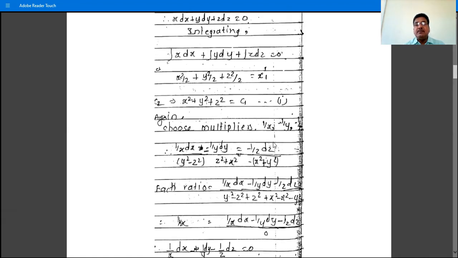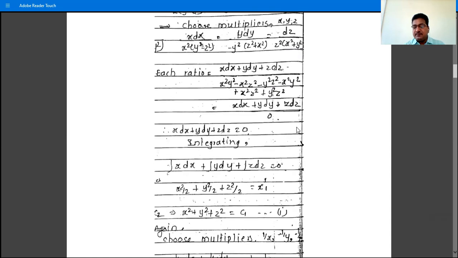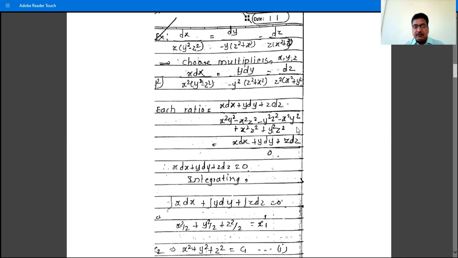Again, choose the multipliers 1 by x, minus 1 by y, minus 1 by z. So these are the linearly independent multipliers. When do we say two multipliers are linearly dependent? If they are multiples of each other. For example, if we multiply x, y, z by x, then we have x square, x into y and x into z. If we take the multipliers x square, x y, x z and find the solution, we have the same solution, x square plus y square plus z square is equal to c1, because these two multipliers are linearly dependent.